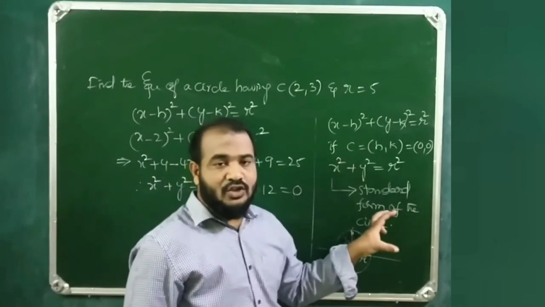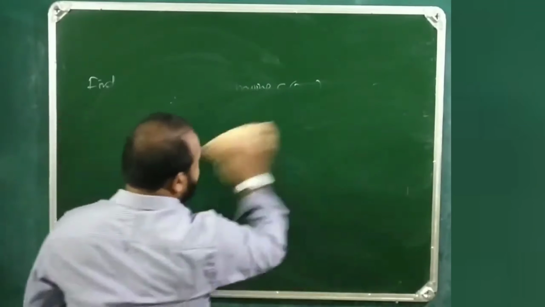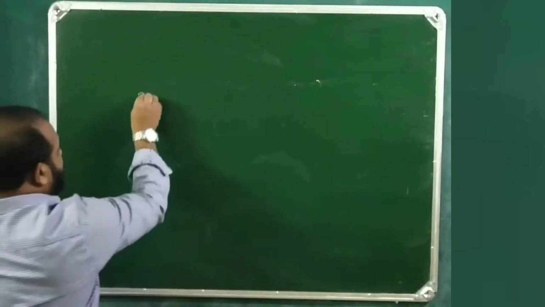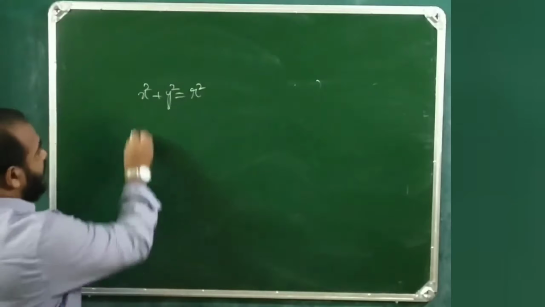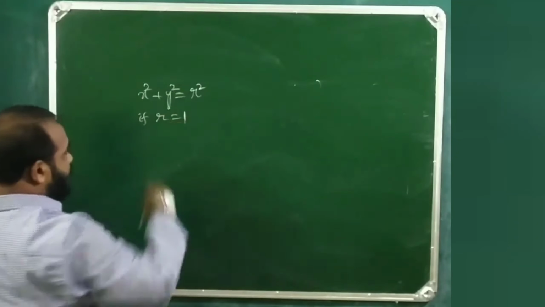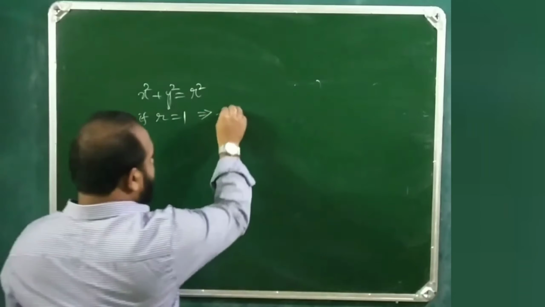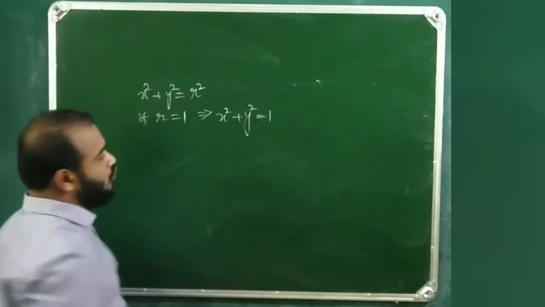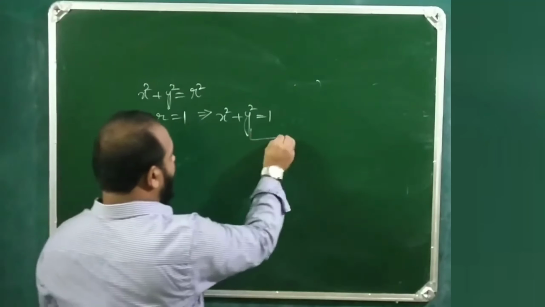And in the equation of the circle x squared plus y squared equals r squared, if radius r is equal to 1, then this equation of the circle becomes x squared plus y squared equals 1 squared, that is equal to 1. So this circle is called the unit circle.